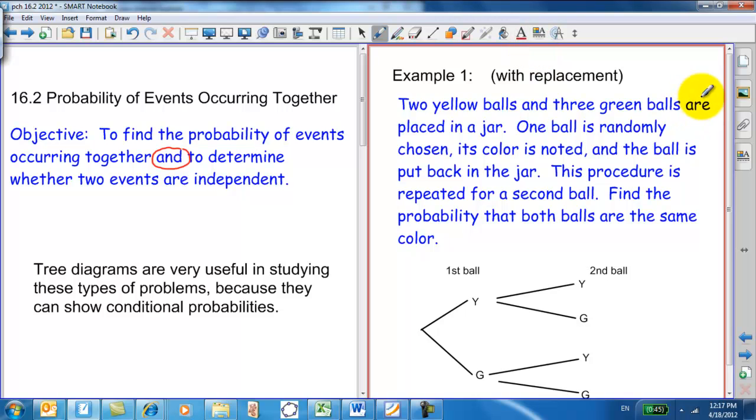2 yellow balls and 3 green balls are placed in a jar. One ball is randomly chosen, its color is noted, and the ball is put back in the jar. This is what we call replacement. This procedure is repeated for a second ball. Find the probability that both balls are the same color. So here's our tree diagram. First ball is either yellow or green. Second ball is either yellow or green.